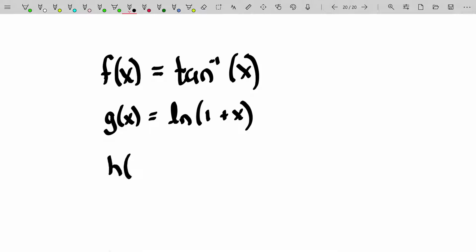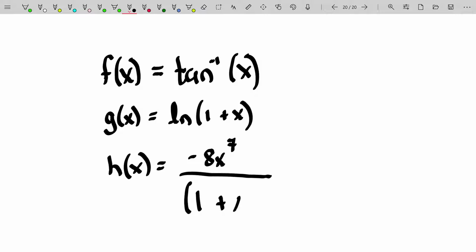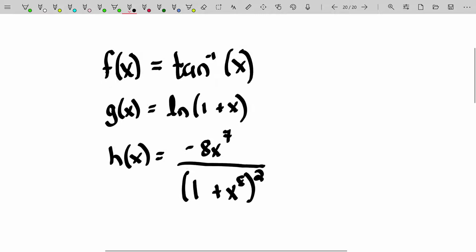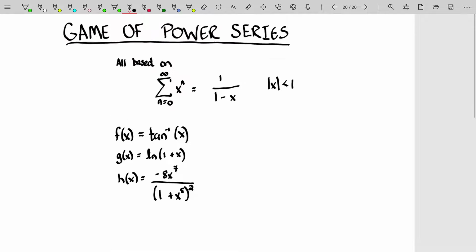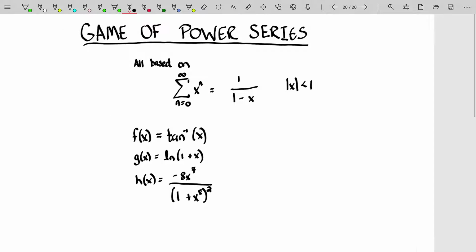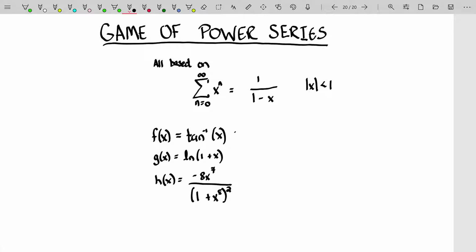Or if they hand me, I mean, there's a whole bunch of them, right? So if they hand me, I don't know, I had one in my lecture notes today: negative 8x to the 7th over the quantity 1 plus x to the 8th, squared. Okay. So stuff like this. Remember, when you're trying to rebuild power series or build power series for a function, you need to somehow get your function to look something like this. And unfortunately, each of these is very challenging to rewrite as 1 over 1 minus x. It looks near to impossible.